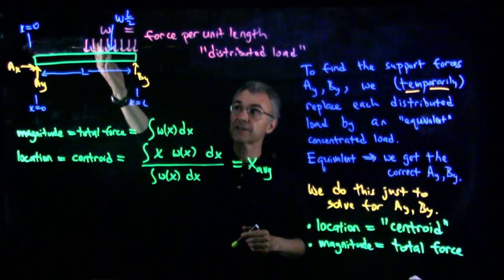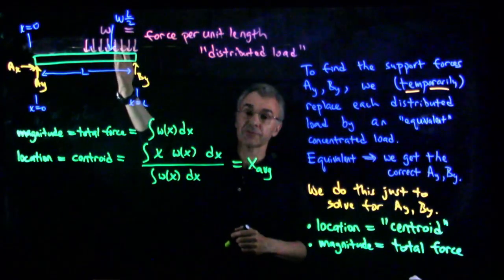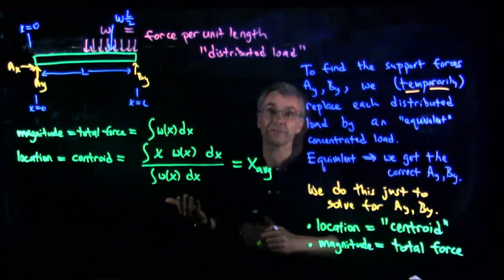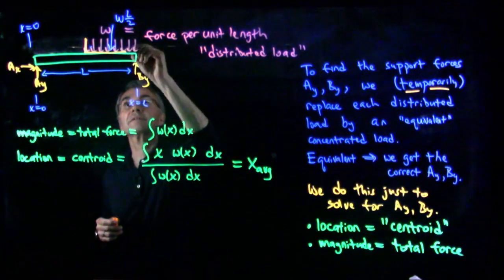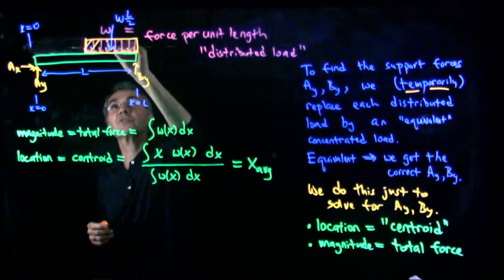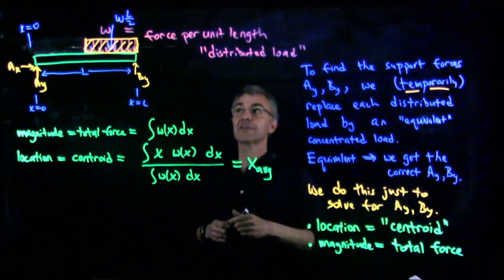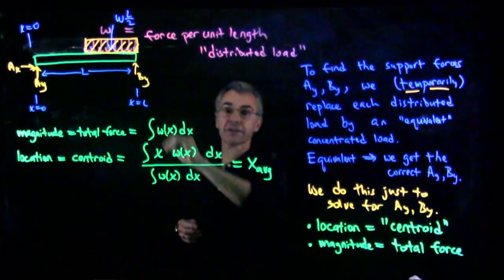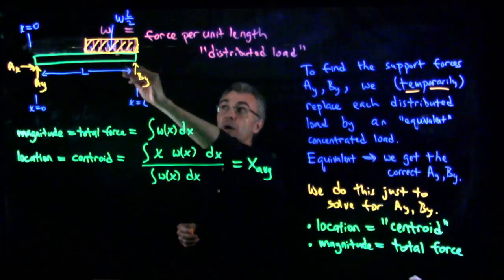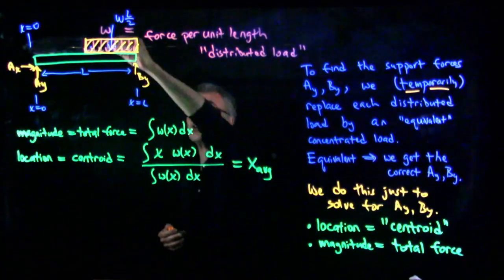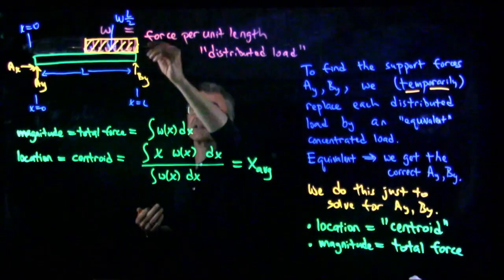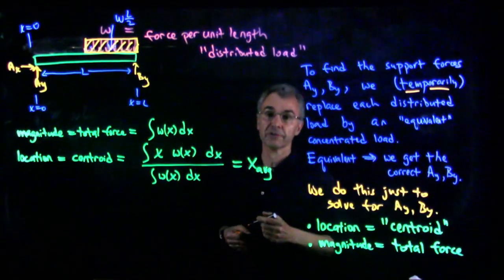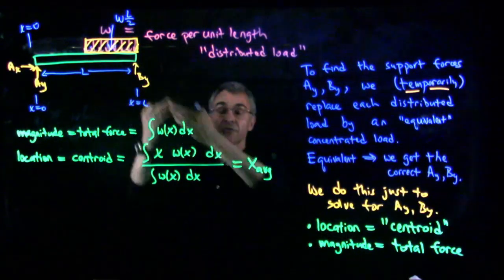And you know that this thing is uniform. It's like a rectangle. So the average of a rectangle is just the middle of the rectangle. This is exactly like saying we have this orange rectangle here, and the size of this blue arrow is just the area of this rectangle. So it's how wide it is, the length along the beam, and how tall it is, the force per unit length. So that area is the magnitude of that blue arrow, and the location of that blue arrow is the centroid of this rectangle.